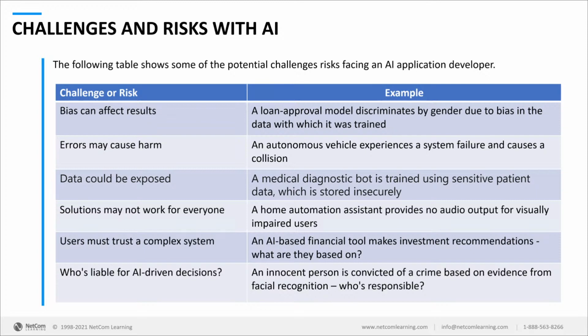There is a huge issue with bias. As an example here, it says a loan approval model discriminates by gender due to bias in the data in which it was trained. Because a lot of artificial intelligence and machine learning is based on the information that the developers put into the system, you need to be very careful in how you actually put the information in. Depending upon who is doing the development and the programming, you could accidentally implement bias into the system.